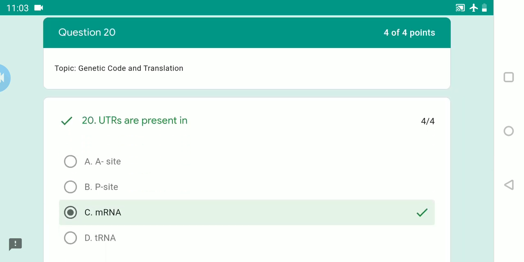The next question, also related to the genetic code and translation: UTRs, untranslated regions. Where are they present? Untranslated regions are present in messenger RNA. It's a direct question again. After transcription, messenger RNA forms, and messenger RNA gets converted to a particular protein, that is translation. But even after translation there are untranslated regions present. So where can we find them? Untranslated regions are present in messenger RNA.